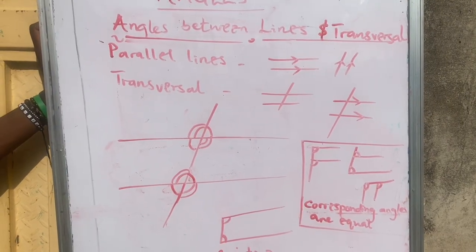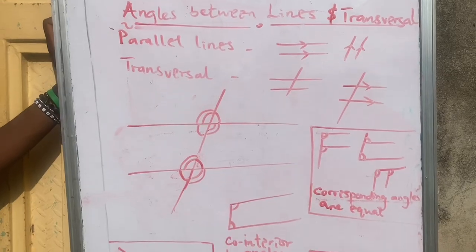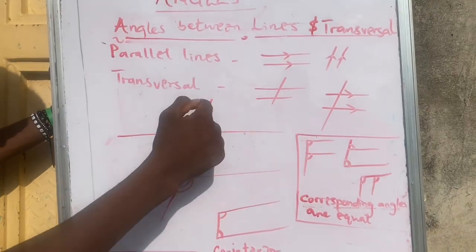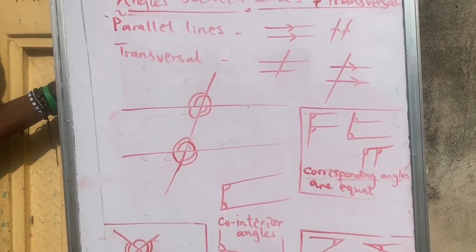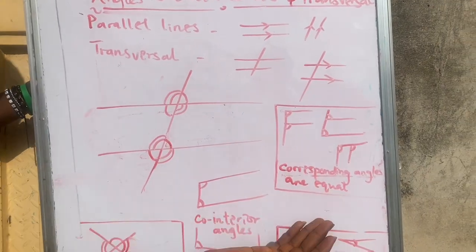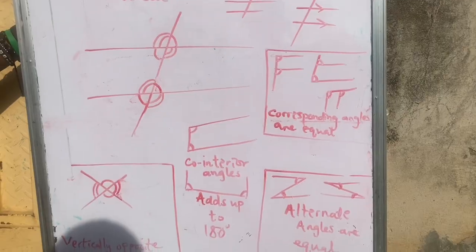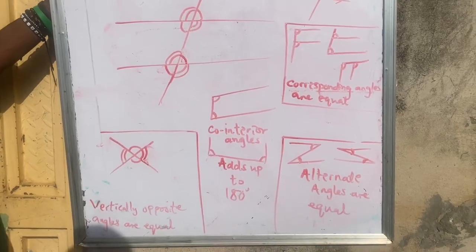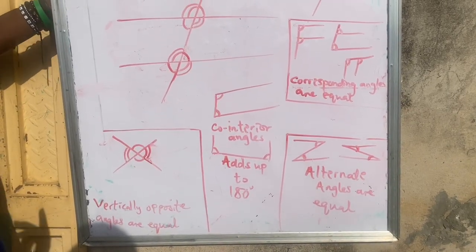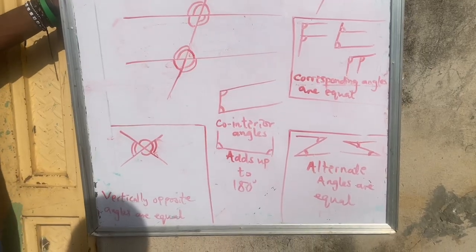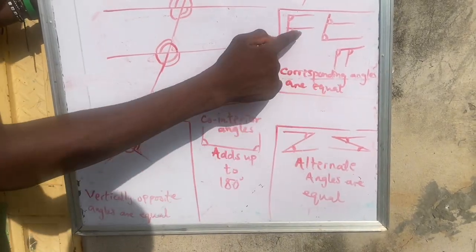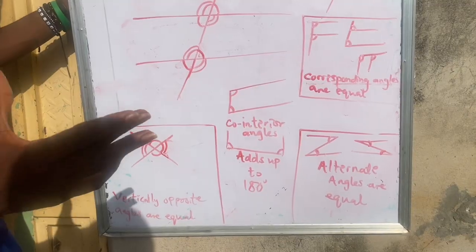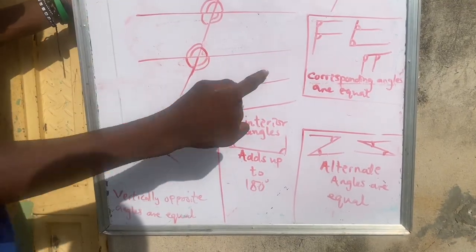Now, what are the angles between parallel lines and a transversal that you must be able to identify? This is a parallel line and this is a transversal. We have corresponding angles, we have alternate angles, we have vertically opposite angles. Most times I use letters of the alphabet to remind my students of those angles. The corresponding angles are the F-shaped angles. It looks like letter F.